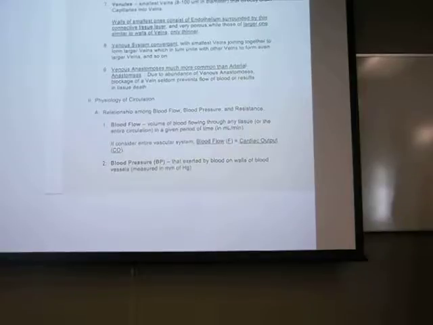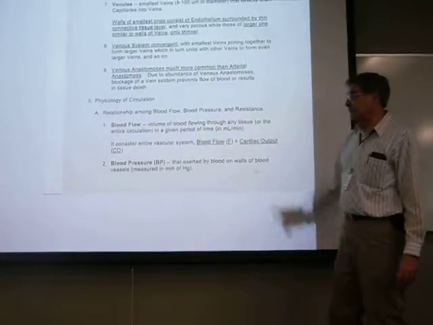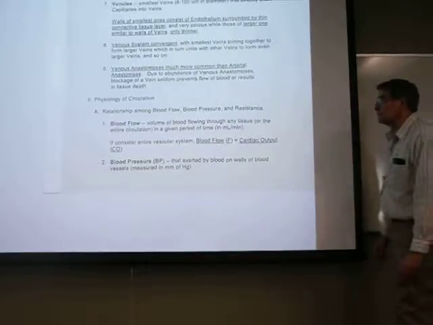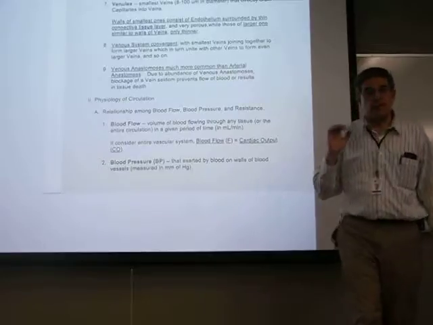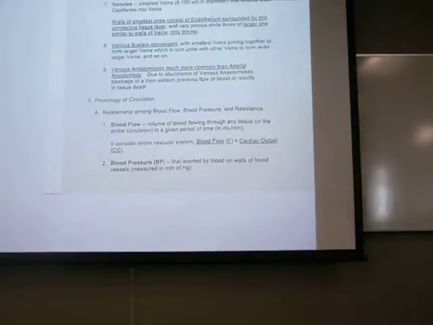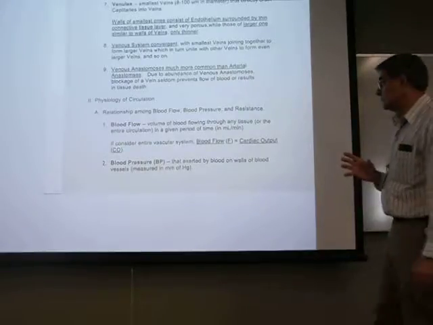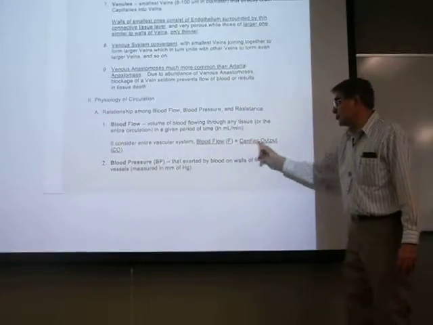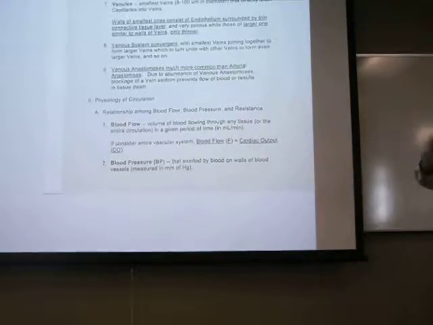Blood flow, of course, is the amount of blood that is simply flowing through a tissue in a given time. So it's measured in milliliters per minute, volume per time. If you look at the entire blood vascular system, the blood flow would be equal to the cardiac output. That's the amount of discharge from the ventricles over a period of time.